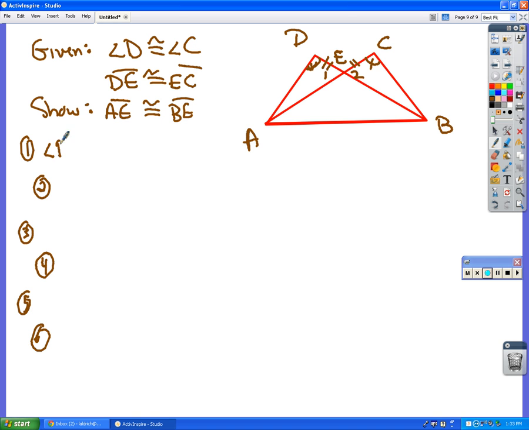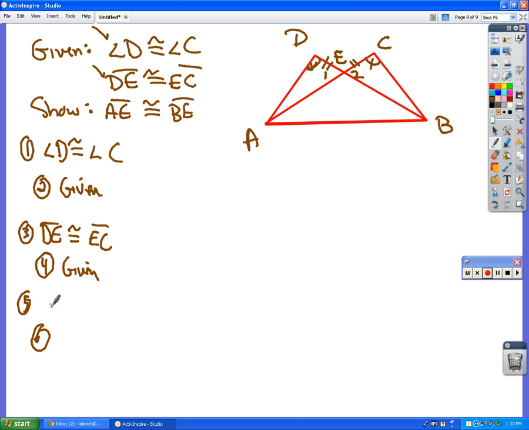Okay, good. You can always start by saying angle D is congruent to angle C because that is given. They told us, so that's this thing right there. Same thing, you can say segment DE is congruent to segment EC, and that is also given. So that's this piece right here. So we've used that up.